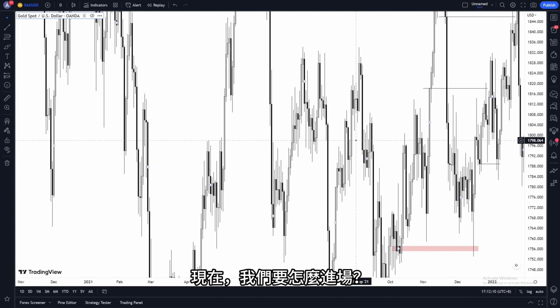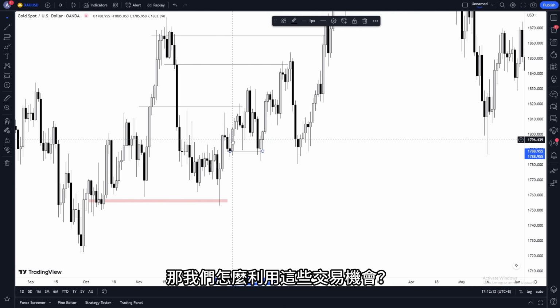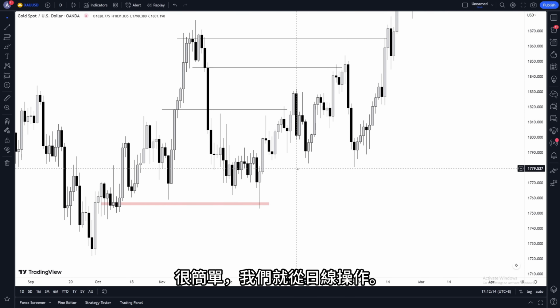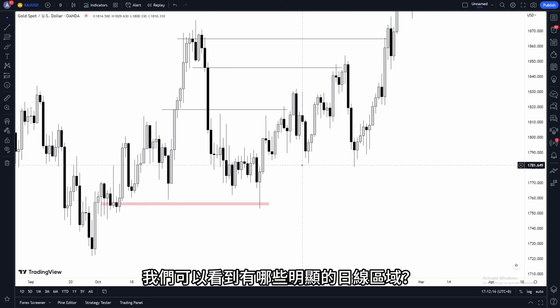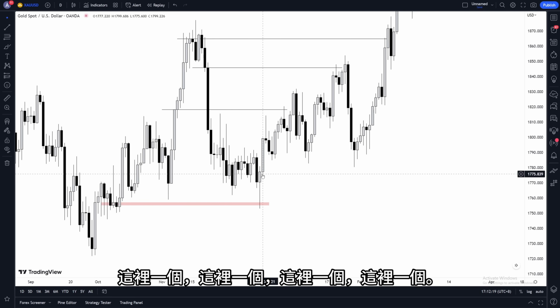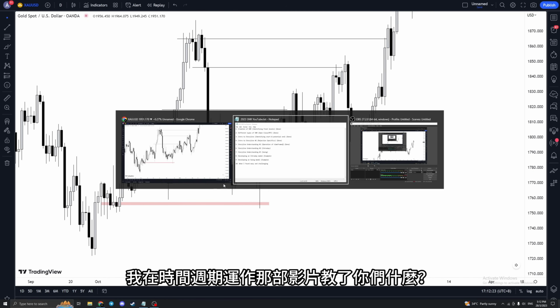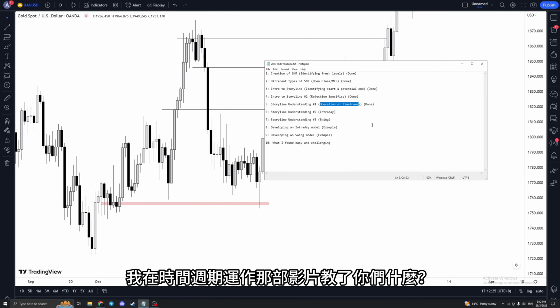Now, how do we enter this? So we know we have weekly bullish. So how do we make use of these trades? Very simple. We just play from daily. So what are the obvious dailies that we can see? We have one here, one here, one here, one here. Avi, there's so many. What did I teach you guys in my operation of time frames?